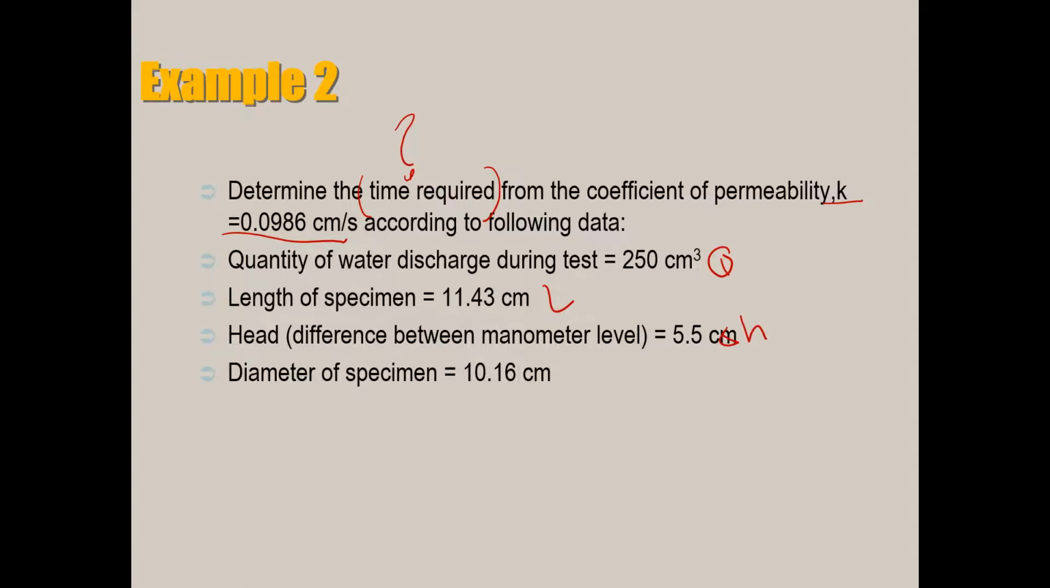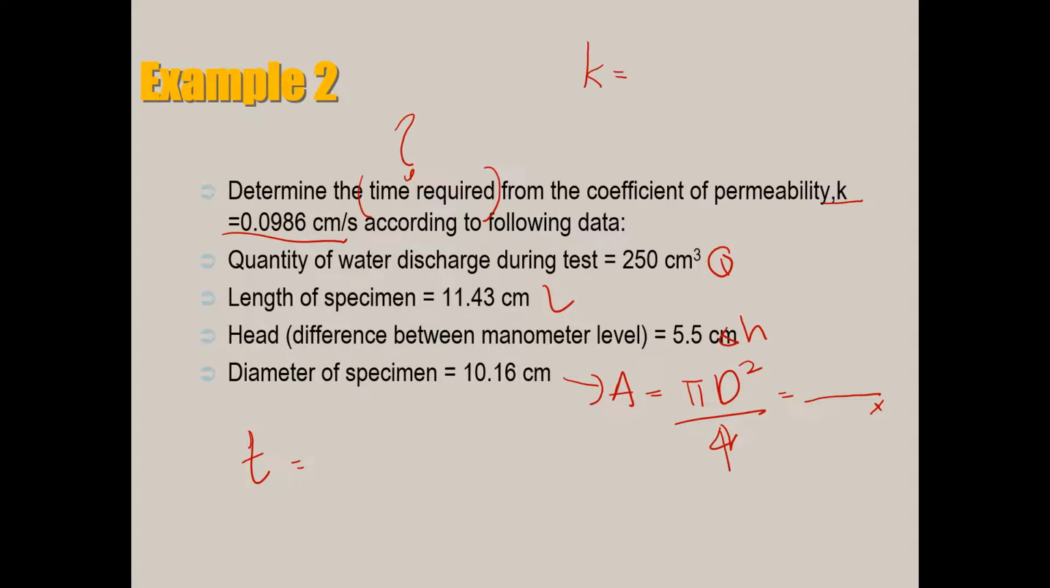So the diameter is already given, so you have to calculate the area, pi d square over 4, right? You calculate this first, you get the A value, and then just put everything in. So you are looking for T.